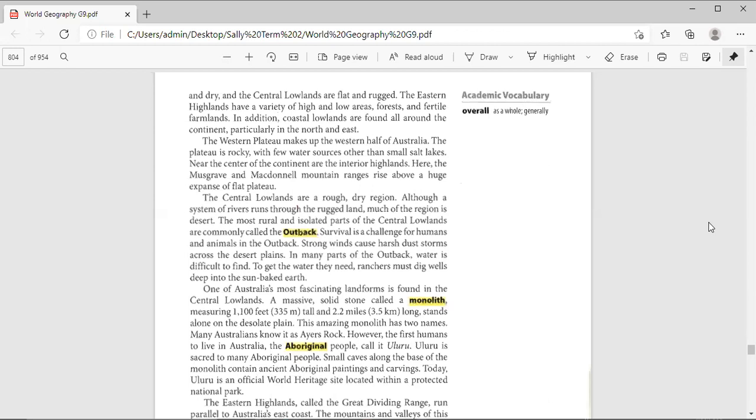Let's move to the Central Lowlands. Who can tell me about the nature of the Central Lowlands? Wamika? Miss, can you say the question again, please? Who can tell me about the nature of the Central Lowlands?